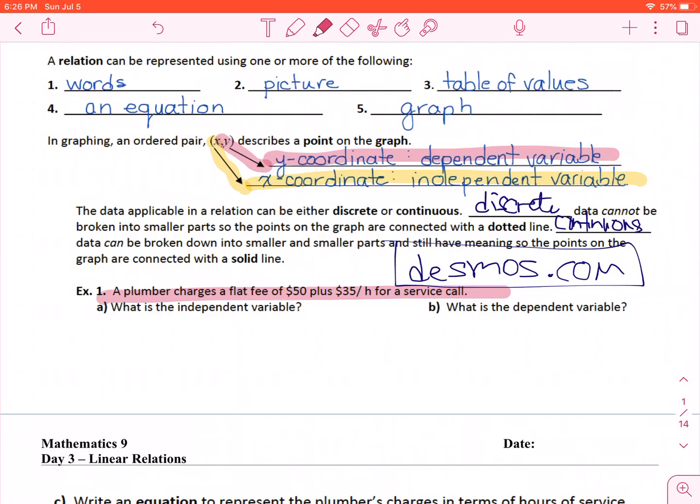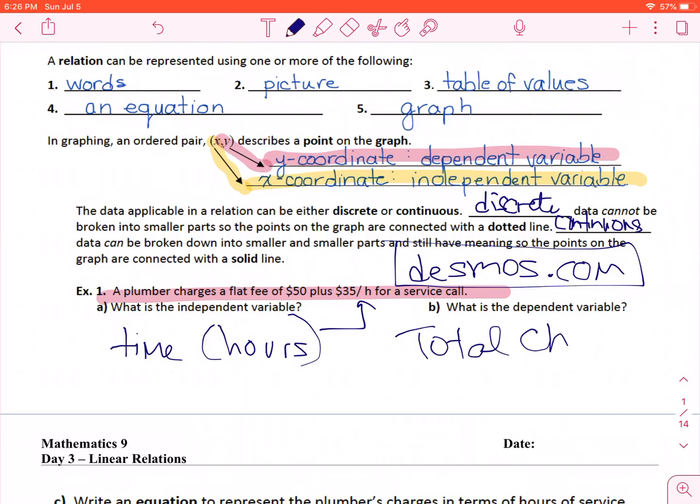So we have a plumber who charges a flat fee of $50 plus $35 per hour for a service call. Okay, so what is the independent variable? In this case, the independent variable is time, meaning how many hours is actually spent for that service call. Your dependent variable is the total charge, so how much it actually costs in dollars for the plumber to work on the work that's needed in your home.